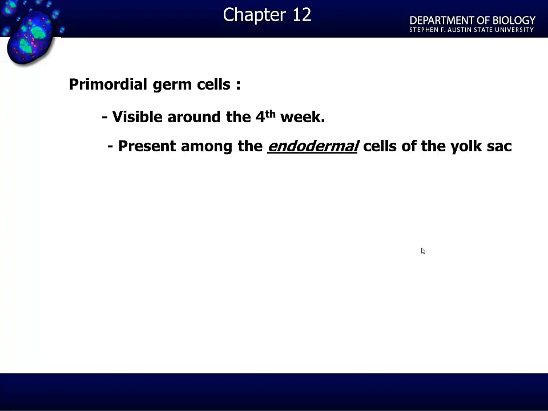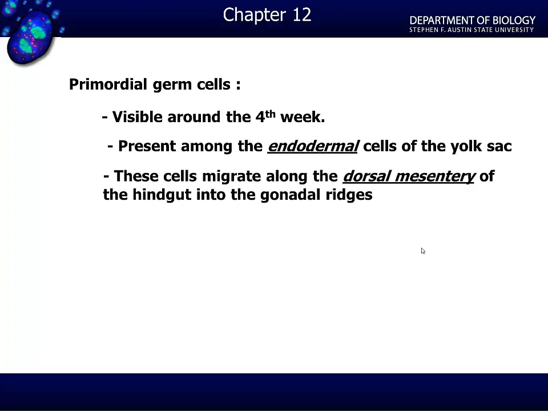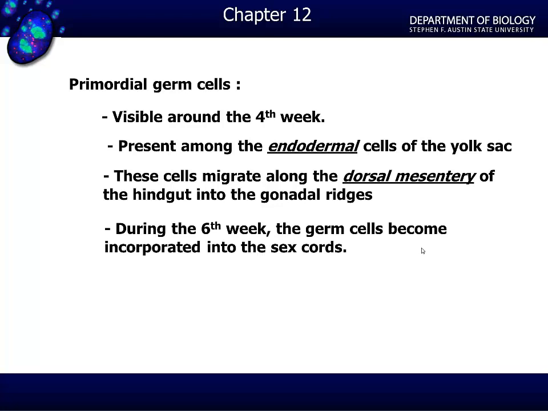Now those endodermal germ cells that we mentioned, they're going to begin to be visible about the 4th week, migrating in from the yolk sac. Following that yolk stalk, they're migrating in along that dorsal mesentery from the hindgut, and they will enter into our developing gonadal tissue. Now this is going to be complete about the 6th week of development, and these cells are going to be incorporated into those gonadal cords, which is also known as the sex cords.